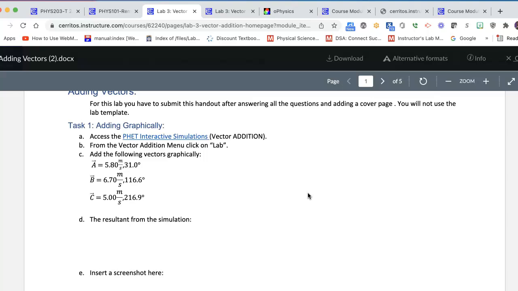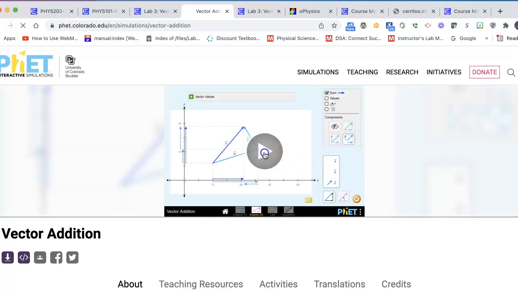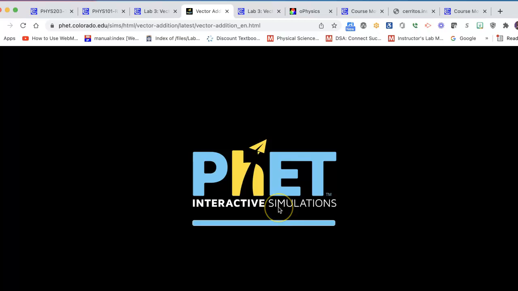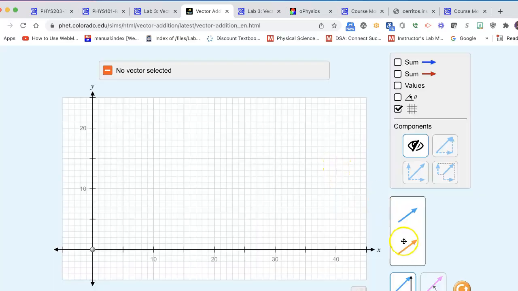We are going to use 2 simulations today. I will not use the vectors here. I want to show you how I can add vectors from that simulation. You're going to access the lab, and here it's very important: you cannot combine both. You're going to use either the orange one or the blue one. My favorite is the blue.